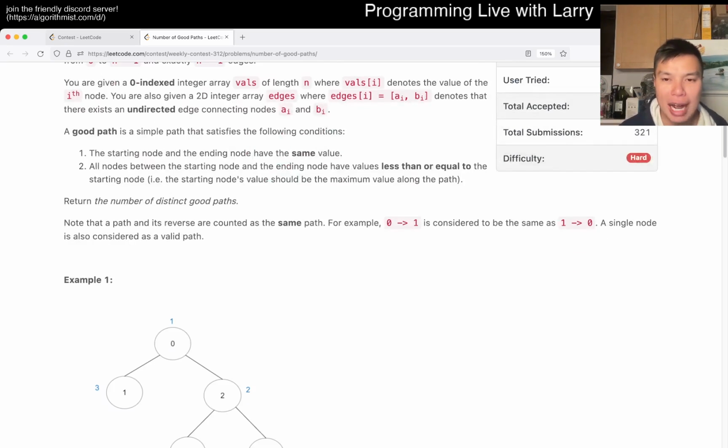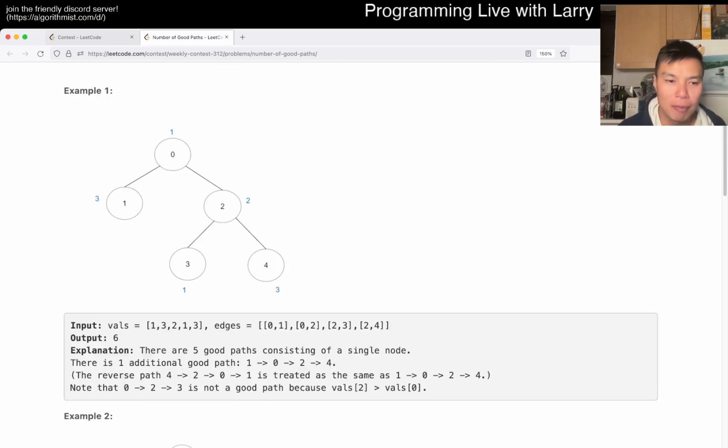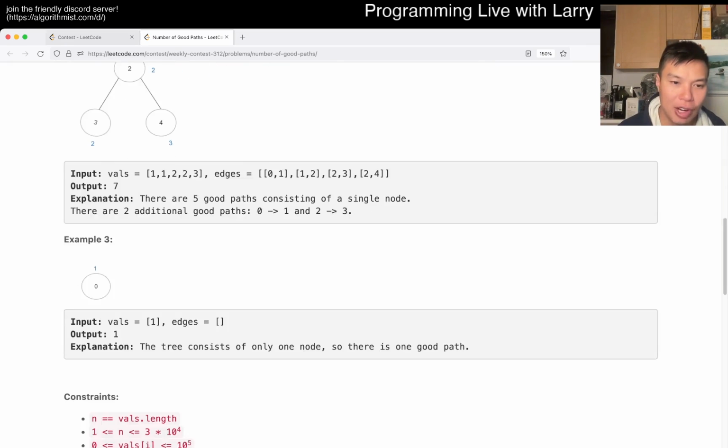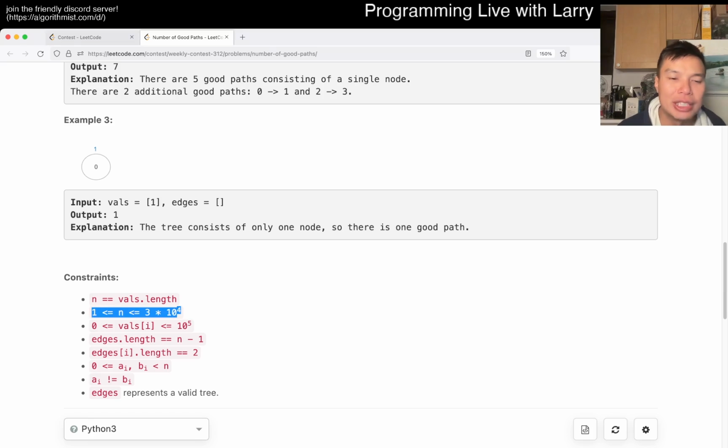Basically, the first thing we have to see is the constraints. Given that n is equal to 3 times 10 to the fourth, we have to do it a little bit faster, right? Because n squared is going to be too slow. In fact, the answer can be n squared, for example, if all the nodes have the same value. So n squared is going to be too slow. You have to do a little bit better than that.